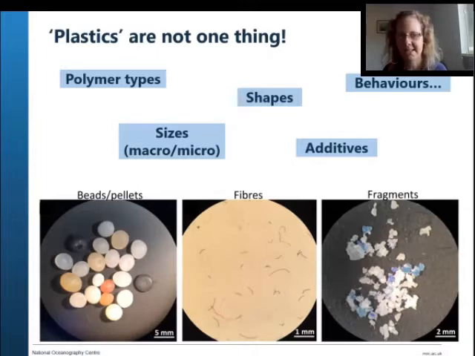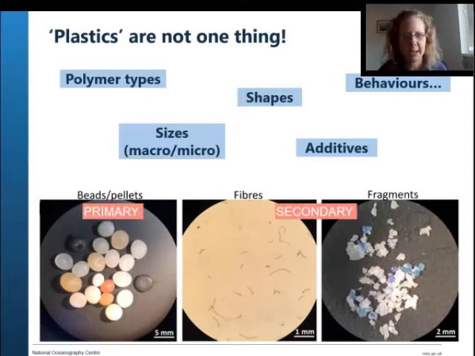This is looking at microplastics specifically. We've got beads, fibres and fragments, and these can be broken down into different categories. Beads or pellets tend to be called primary microplastics because they're manufactured to be of a small size, whereas fibres and fragments are what we would call secondary microplastics because they have broken down unintentionally from a larger item.